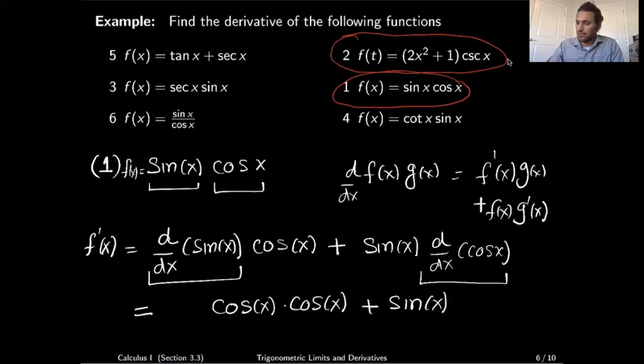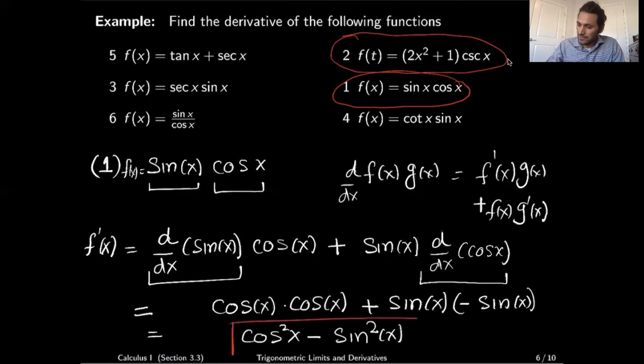The derivative of cosine x is minus sine x. It has a negative sign, times. So therefore, this becomes cosine square x minus sine square x. So that's your answer for this problem: cosine square x minus sine square x.